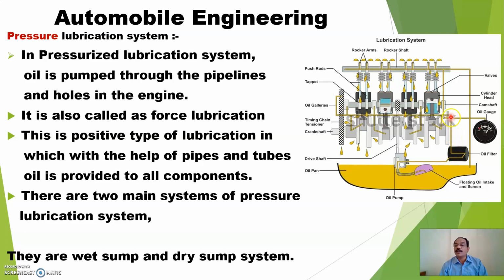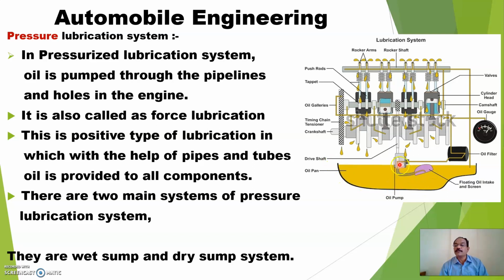Then from this filter you can observe all the pipelines. Through these pipelines the oil is taken to the exact point where lubrication is necessary. These are called oil galleries. Here you can observe it goes up to this bearing, then again to the top side, the valve mechanism. Everywhere it goes, and after cooling and lubricating it drips down and is collected in the oil pan.